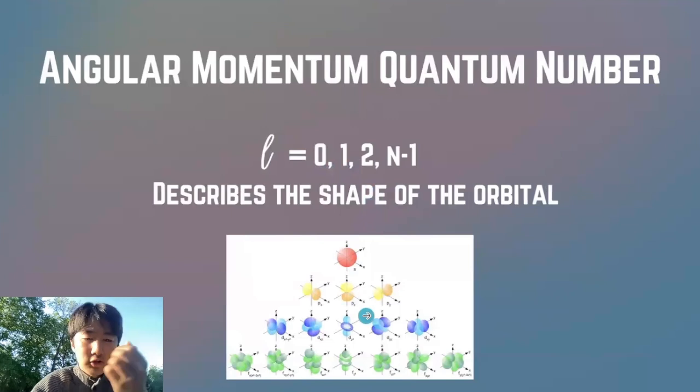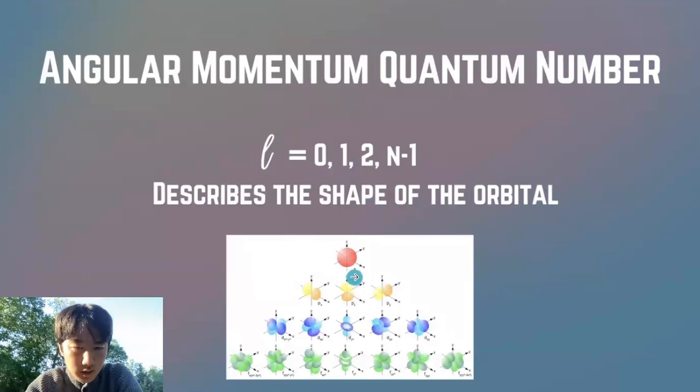Now, I won't go into depth about the shape of the orbital, but if you look at this graph right here, the S orbital, which only has one orbital, so it's L equals 0. The S is a circle, and this is the probability where the electron can be found in the circle, and so on for P, D, F, right?